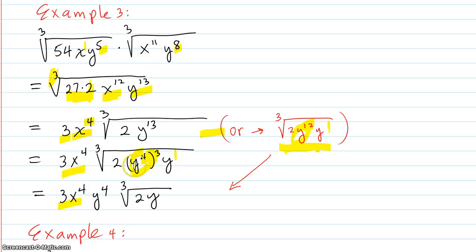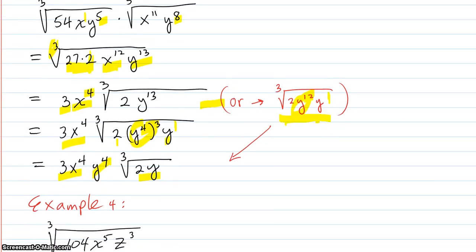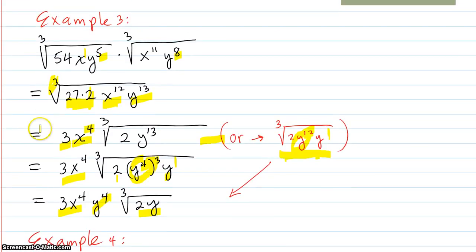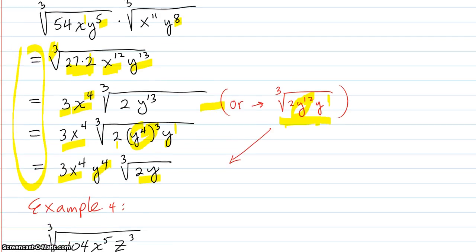Then the cube root of y to the 4th cubed is y to the 4th. And then what's left in there is the 2y. Okay? So there's a lot of ways to go. Just make sure every line is equal to the one above, and you have all these equals lined up.